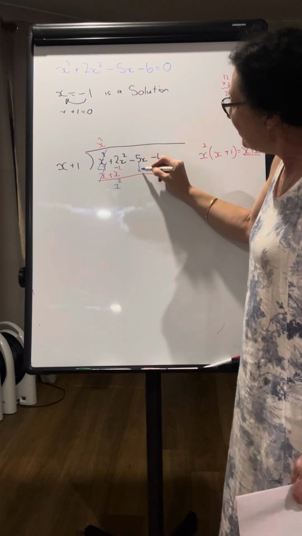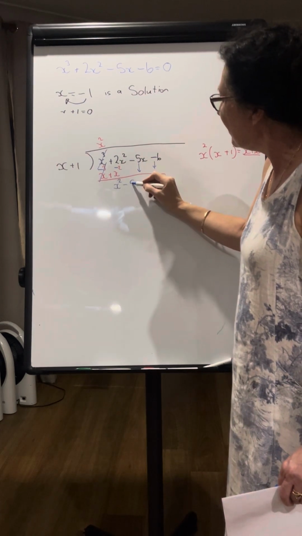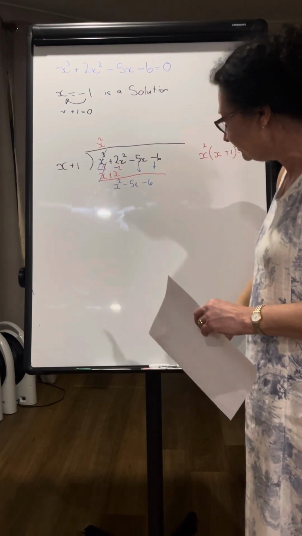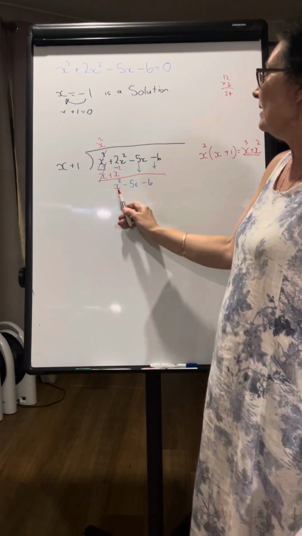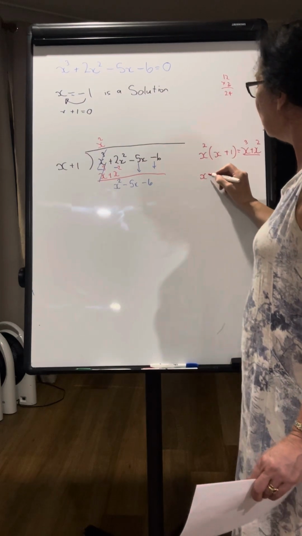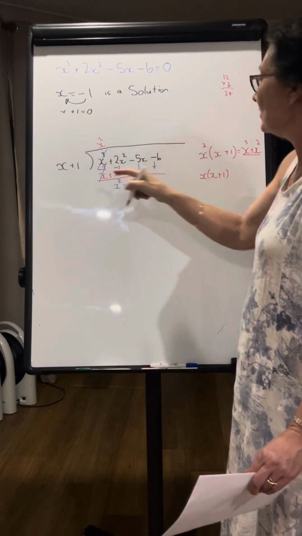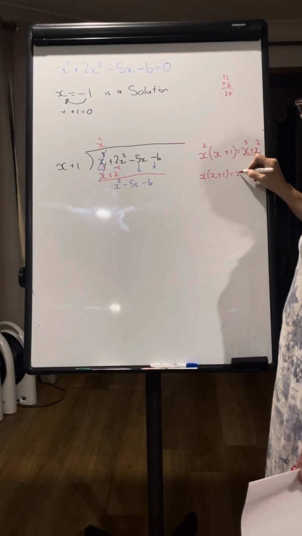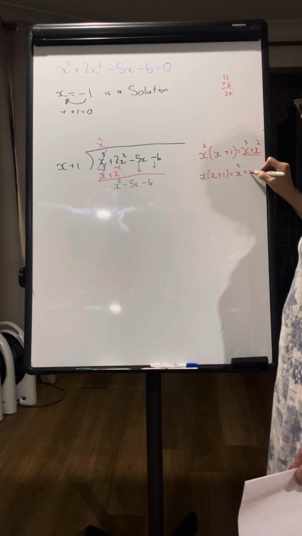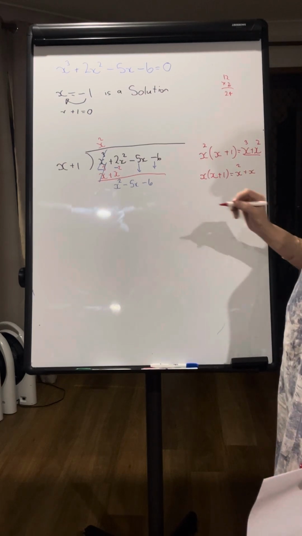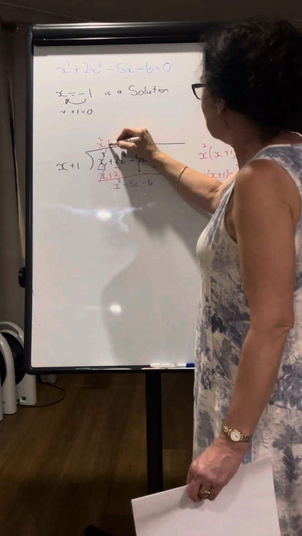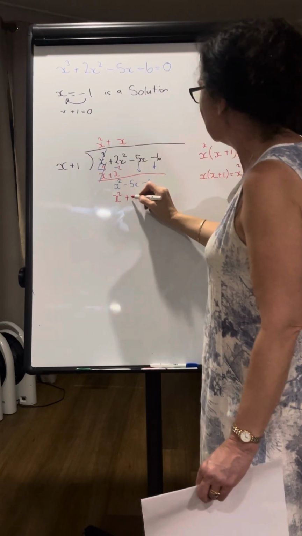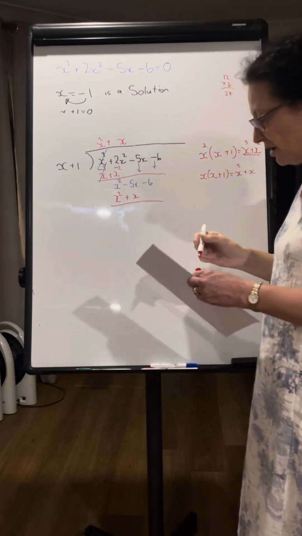But now you bring all these down. I've got minus 5x minus 6. Now again, we just do x times what gives me x squared? Well, that is x times x plus 1, because that's out the front. It's like my 12 times whatever it was, gives me x squared plus x. So I wrote that down. I go plus x, and I go x squared plus x, and draw a line.